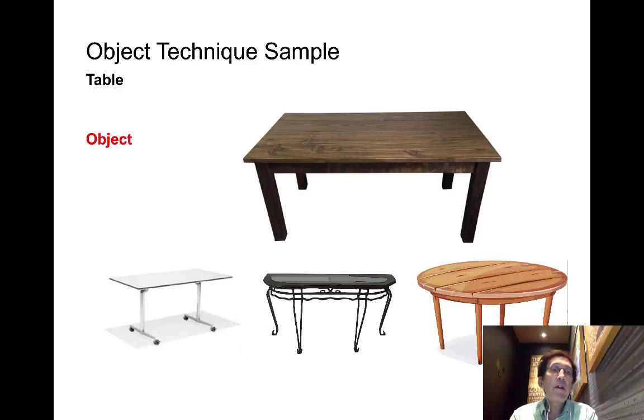So let's go to page 4, and this is going to be a sample of the technique, how you're supposed to practice the technique. This is just an example. So you see the object, right? It's a table, a different variation of tables, right?